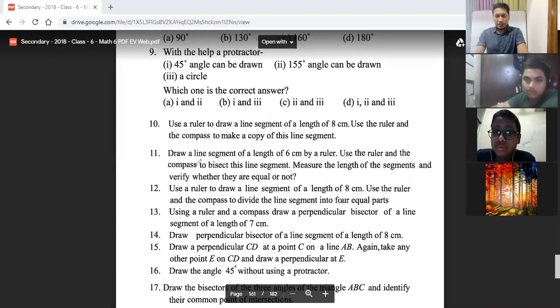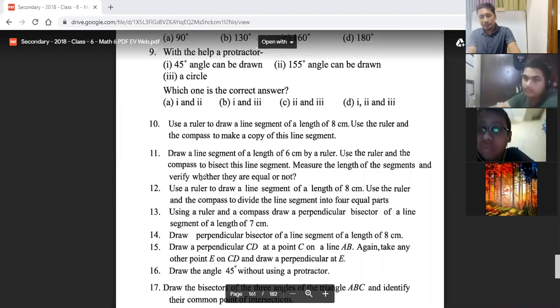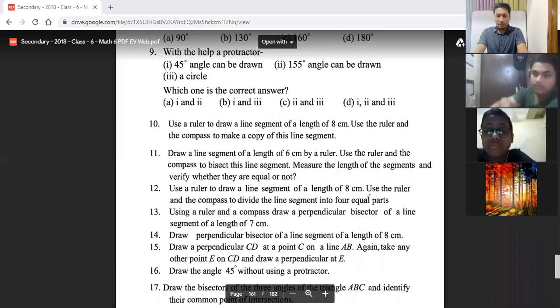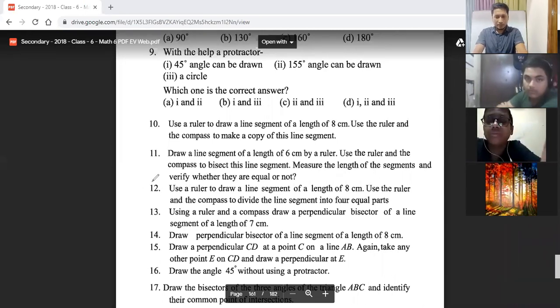I will go to the board to solve it. We will not use the screen sharing option here. It will be better for you to understand if we go to the board. You can see there is a whiteboard behind me. We will use the whiteboard to solve it. First we will draw an 8 centimeter long line, then we will divide it into 4 equal parts. So I am stopping the screen sharing option and going to the board.